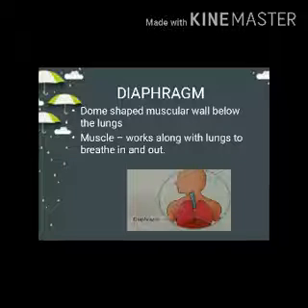With the help of this diaphragm only, the lungs are able to breathe. With the help of the diaphragm, the lungs take in oxygen and breathe out carbon dioxide. Without the diaphragm, we cannot breathe. Could you clear, children? With the help of the diaphragm only, we are able to breathe. It works along with the lungs for the breathing process.